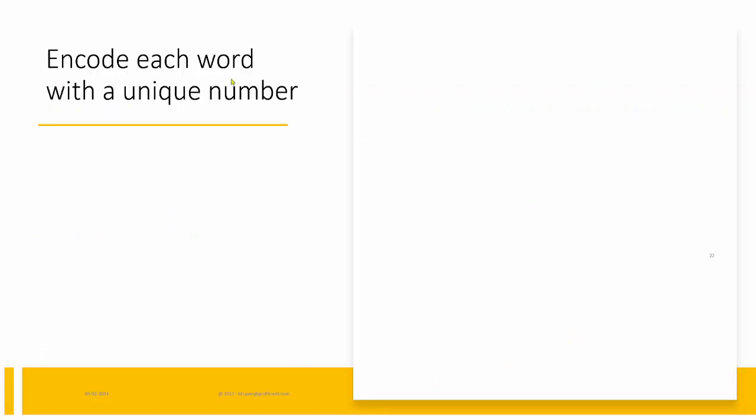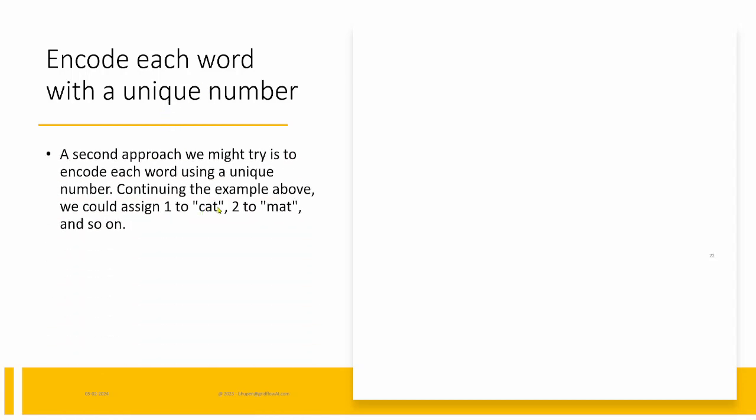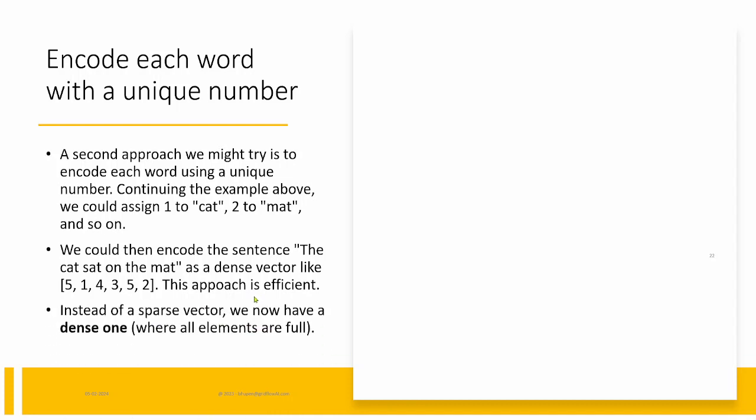So the next approach is you can encode each word with some unique, arbitrary number. Let's say cat has been assigned 1, mat has been assigned 2, and so on and so forth. That can be one strategy. And then the sentence can look like this kind of vector representation. This approach also works in some cases. At least in this case, we do not have a sparse representation. We have a dense one where every element has a value.